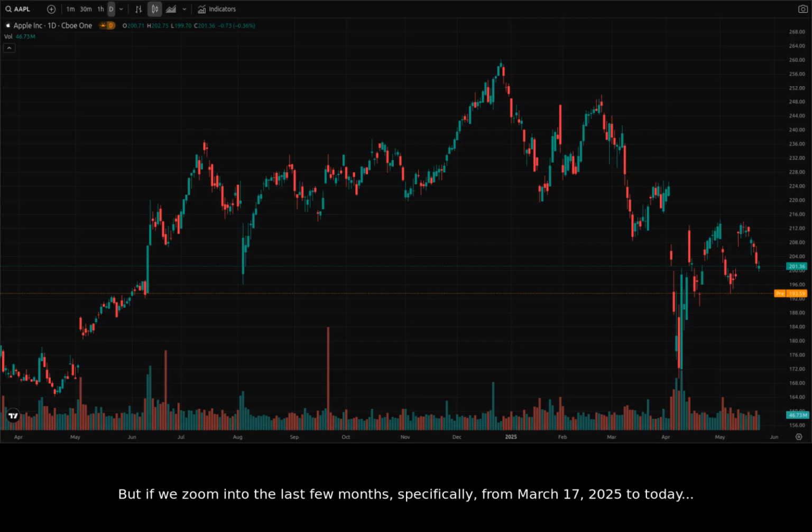But if we zoom into the last few months, specifically from March 17th, 2025 to today, we can see a pretty big drop. If we look at March 21st, the price dropped dramatically. Looks like there was some support around the 212 to 214 level. The last few candles show the price now at 201.36 as the price continues to decline. It might be a good idea to zoom in on the hourly chart to see what's going on. Let's switch over to the hourly chart for a closer look at the recent price action.